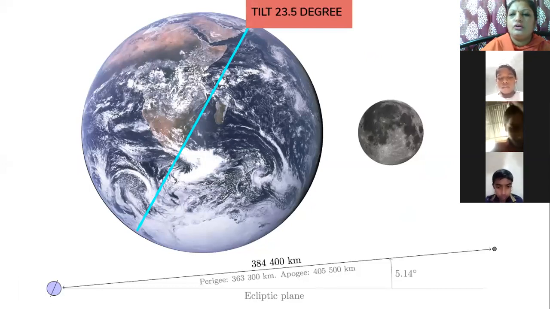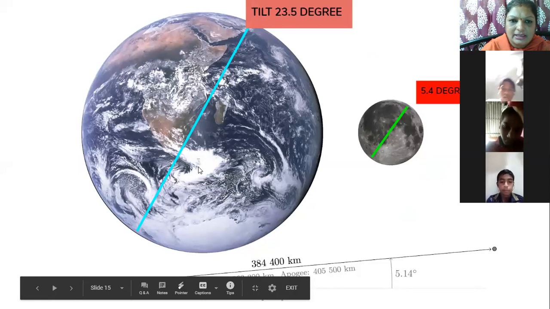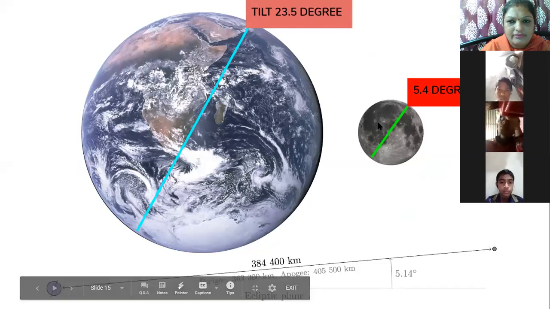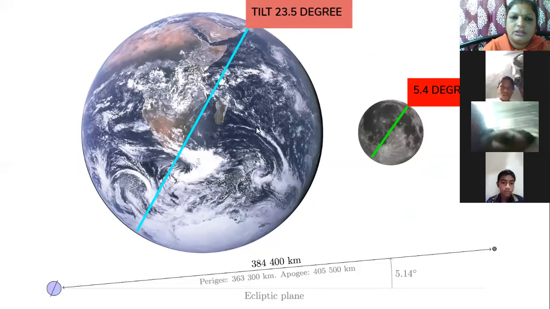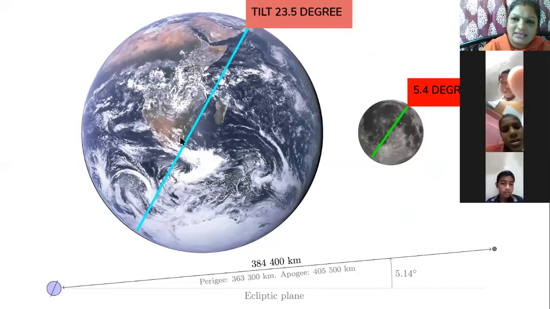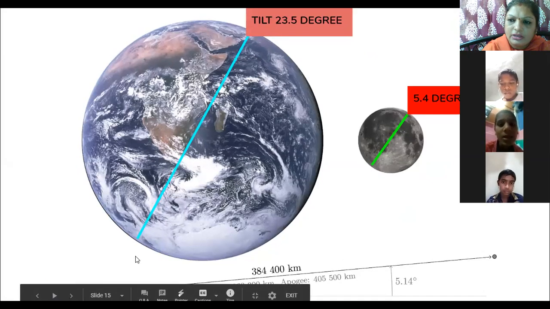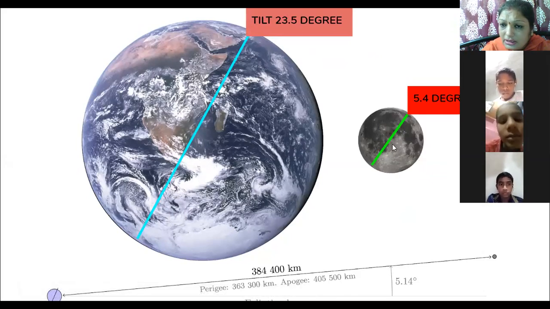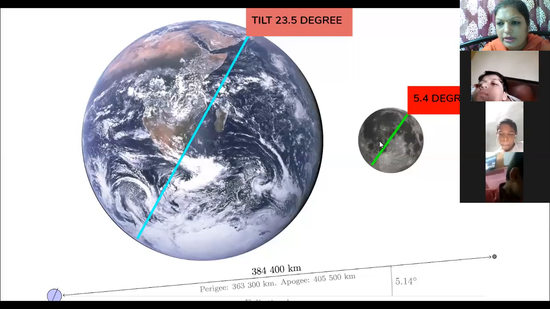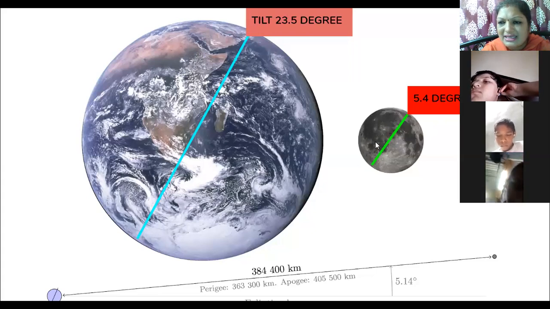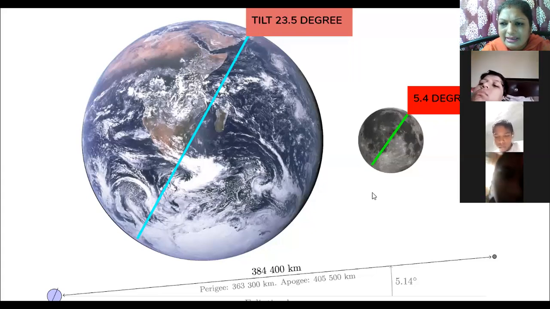Now look at this. As I told you, the earth's axis is also there. And similarly, we have the moon's axis also. Earth rotates around its axis. Moon also rotates around its axis. The earth's axis is inclined at 23.5 degree. But the moon's axis is inclined at 5 degree. According to the textbook, your moon's axis is a little tilted, at 5 degree.